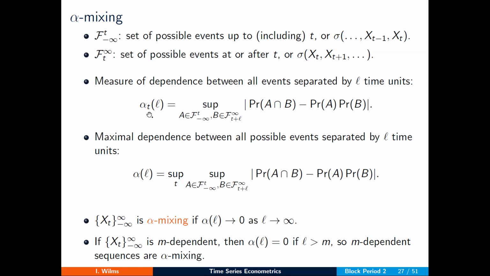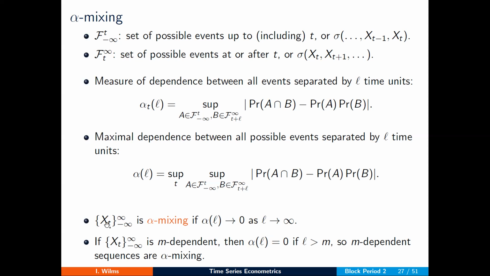Now, of course, in this definition, we still have the dependence on t. So we can cancel that one out by taking yet another supremum over all time points. Now, how is alpha mixing then defined? Well, a stochastic process is said to be alpha mixing if asymptotically distant events, so when we let L go to infinity, are independent. So when this measure of dependence over here goes to 0.